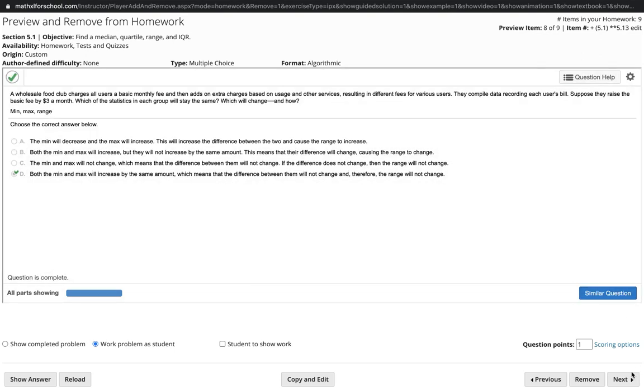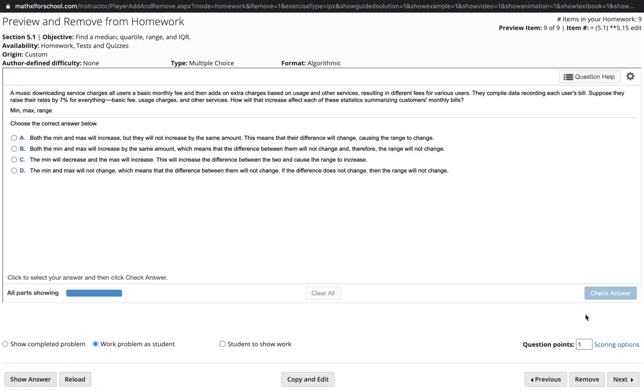And now we are up to number 9, last question. So similar concept here. A music downloading service charges all users a basic monthly fee and then adds on extra charges based on usage and other services, resulting in different fees for various users. They compile data recording each user's bill. Suppose they raise their rates by 7% for everything. How will that increase affect each of those statistics summarizing customers' monthly bills?